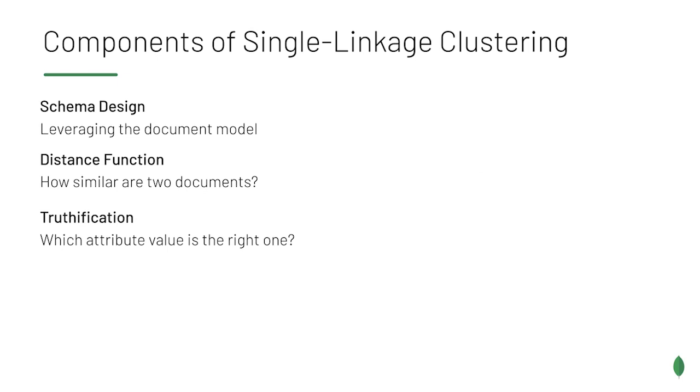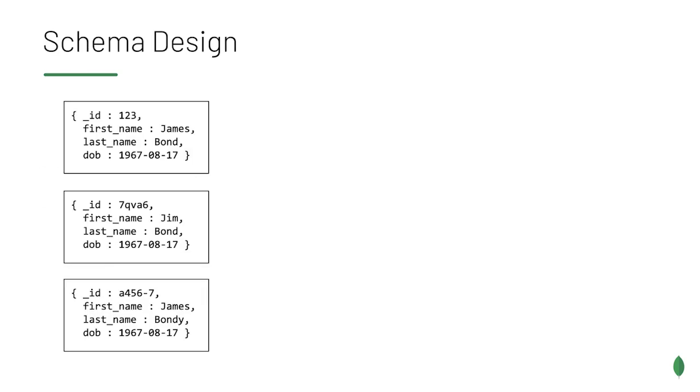Now, what do we need in order to build that? First thing is we need to have a schema design, and it turns out that it is actually very elegant to do this in MongoDB, way more elegant than, for example, in a relational database. The second thing is we need a distance function. We need to actually find out how far two documents are away from each other. And finally, once we have put documents together, we need to find out what the truth is. We may have different variants in spelling and what is the actual correct value. So let's start with the first one, schema design.